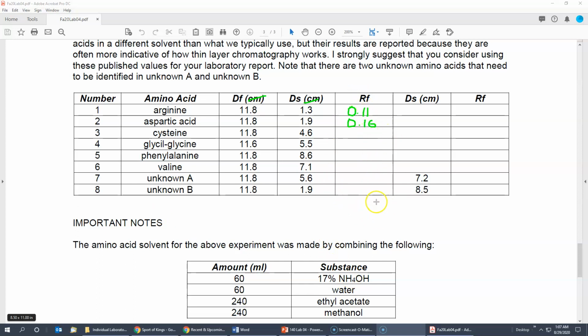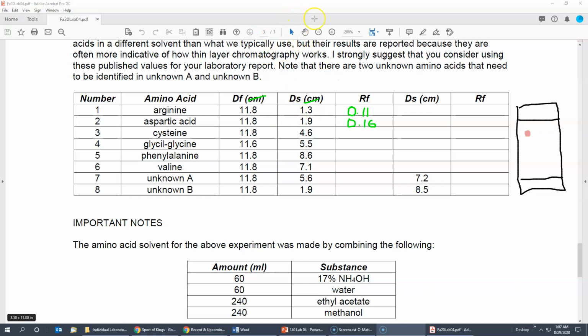So if you went through and you did all this, let's skip down to this unknown B. Unknown B has 2 spots, one that was measured at 1.9 and one that was measured at 8.5, right? So let's say that you had a plate that looked like this, right? And again, I'm trying to draw with the mouse, so it's not going to work. So here's my original spotting plate. Here's where the solvent front was. And then you would have an amino acid, let's say right here. Okay, so that's where the spot is.